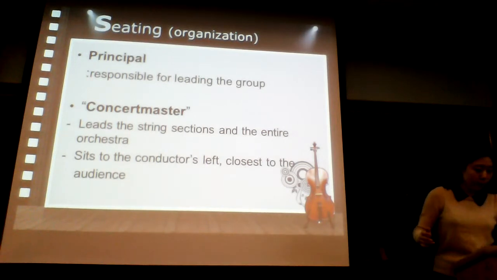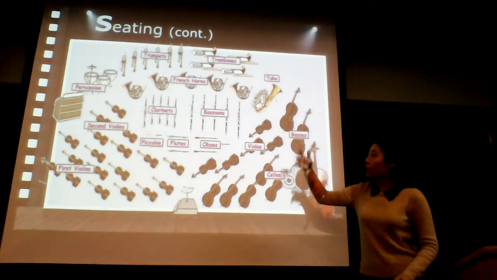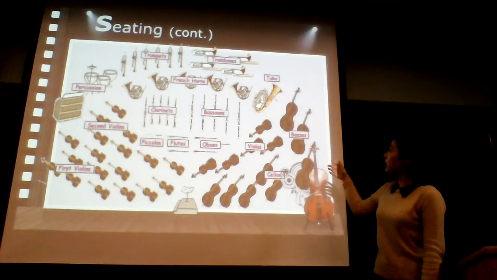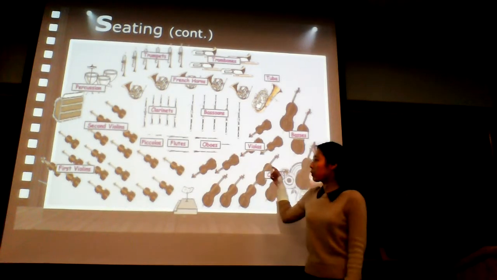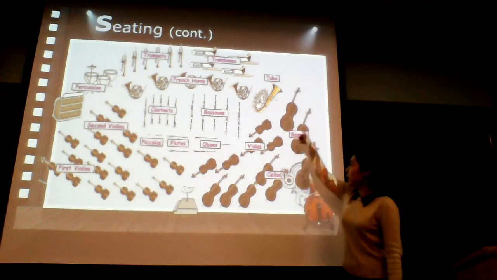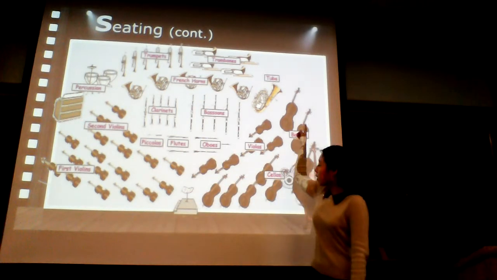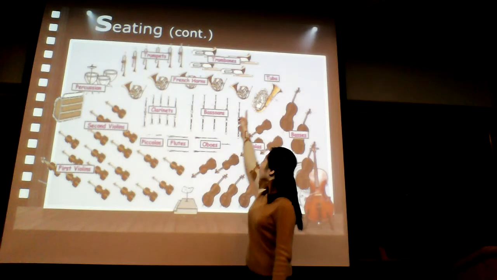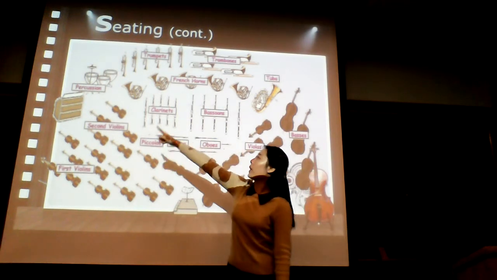So, this picture is the original orchestral setting chart. You can see each instrumental group: first violin, second violin, viola, cello, and bass. These are all string sections, and then woodwind, brass, and percussion and piano.